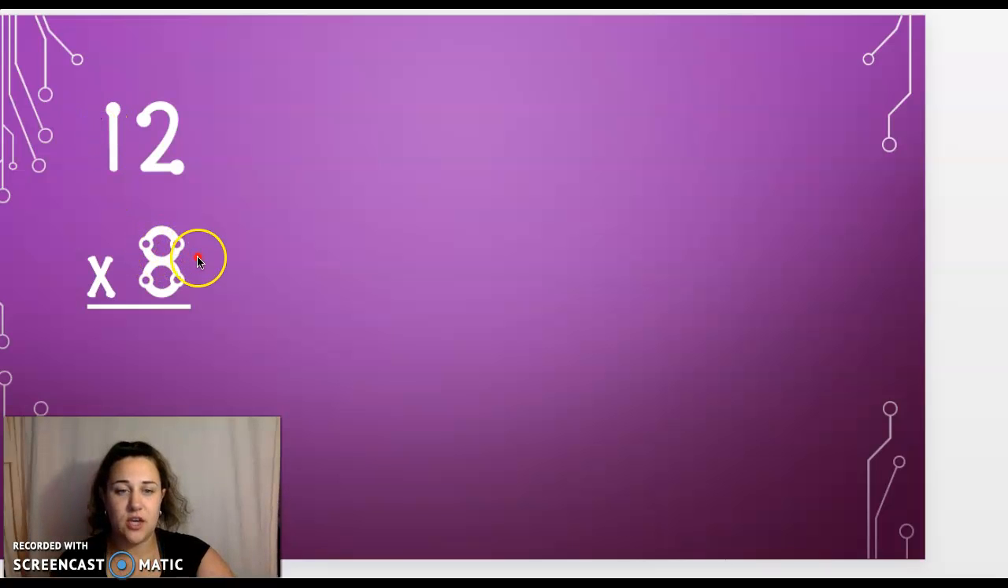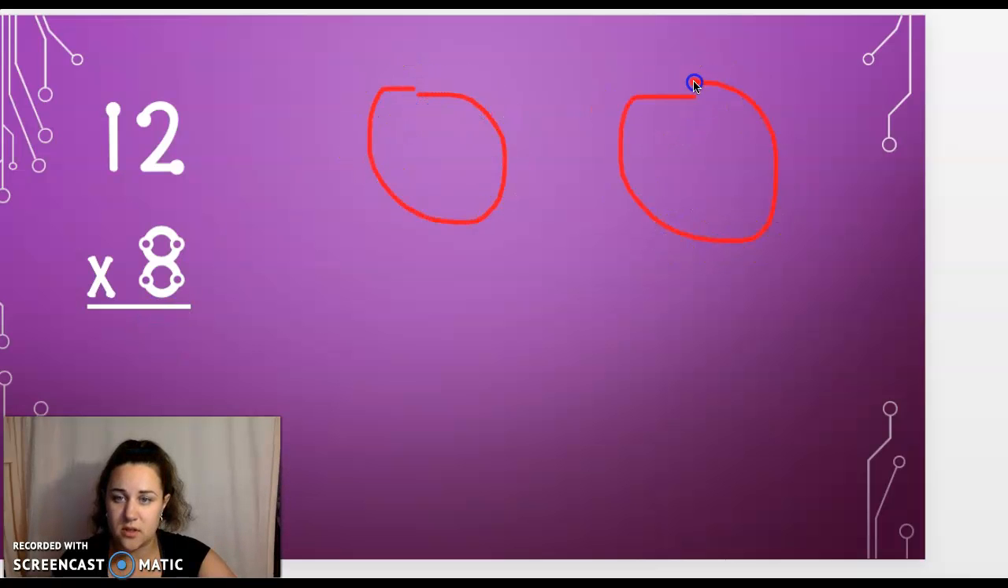So just like when we do addition and subtraction, we always start in the ones place. So I'm going to do 2 times 8. Okay? And the same thing, friends. I could make 2 groups with 8 in each group. 1, 2, 3, 4, 5, 6, 7, 8. And skip count 8, 16. Or I can skip count on my touch point.